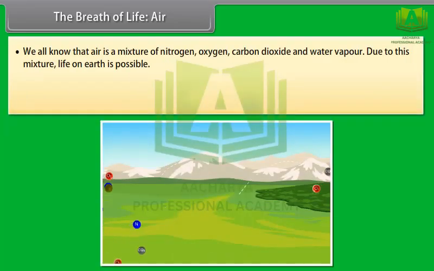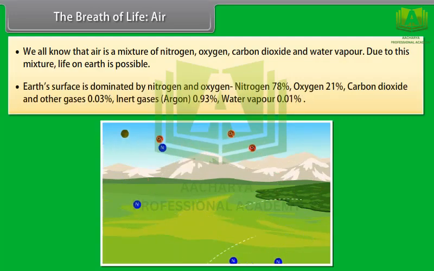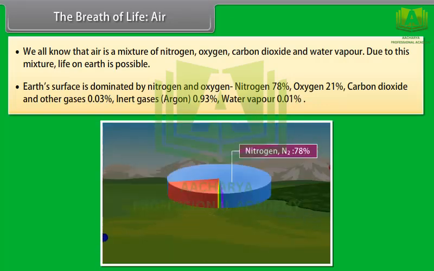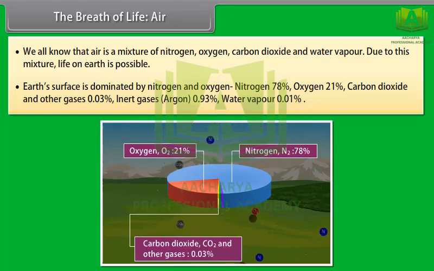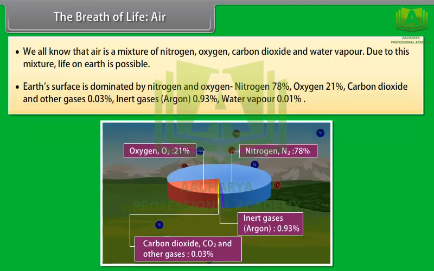The breath of life, air. We all know that air is a mixture of nitrogen, oxygen, carbon dioxide, and water vapor. Due to this mixture, life on Earth is possible. Earth's surface is dominated by nitrogen and oxygen. Nitrogen 78%, oxygen 21%. Carbon dioxide and other gases 0.03%. Inert gases, argon 0.93%. Water vapor 0.01%.